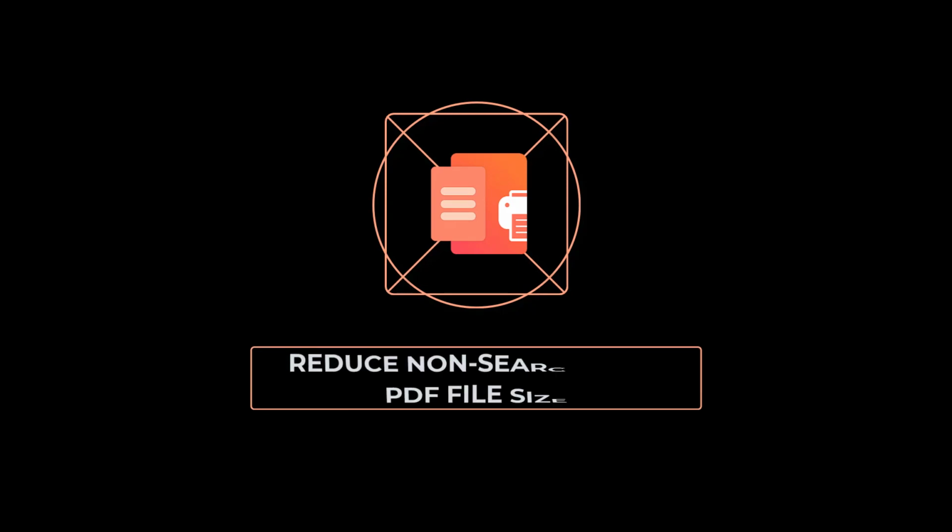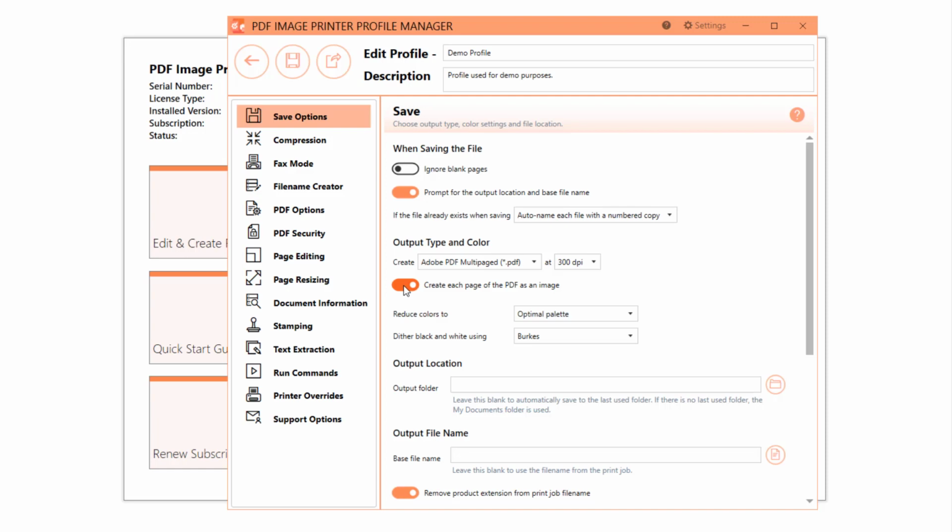to reduce non-searchable PDF file size with PDF Image Printer 12. The methods for reducing file size discussed in this video only apply to non-searchable PDFs. This video covers color reduction and compression options, which are only applicable to image file formats. This includes non-searchable PDFs where each page of the PDF is created as an image. For searchable PDFs, please see our Ways to Reduce Adobe PDF File Size video.